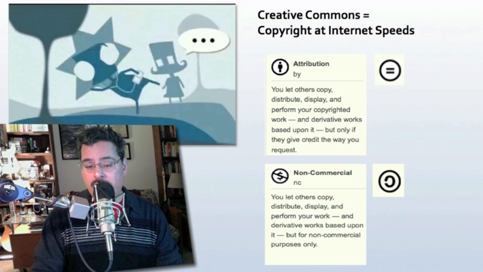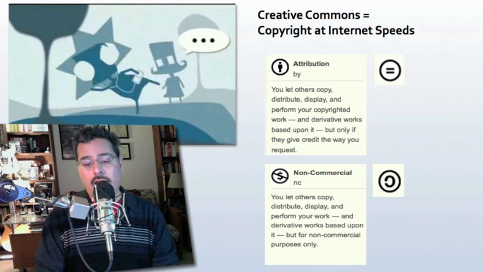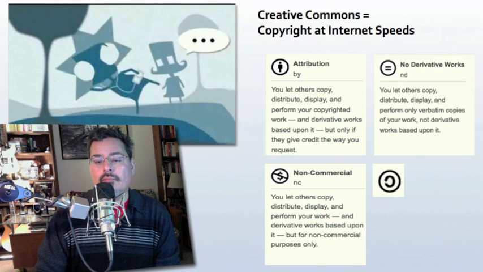Then it becomes very much like copyright all over again, because the person wants to use it in a way that the person licensing it under Creative Commons is not allowing for.